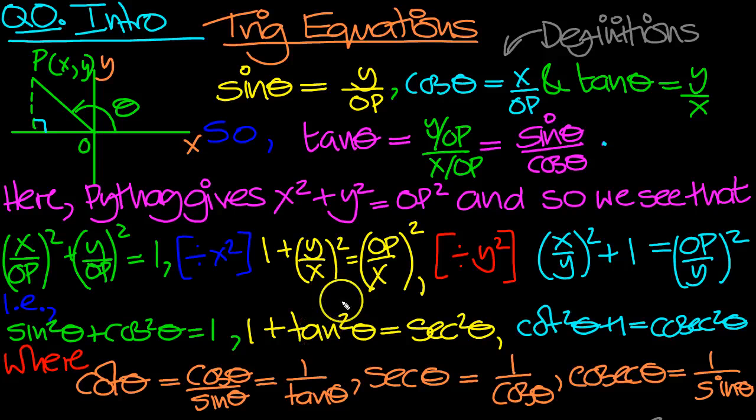1 plus tan, here it is here, squared equals OP over x. X over OP is cos. So 1 over cos is OP over x. So that's 1 over cos, which we write as sec. So it's sec squared. And then lastly, if we divide by y, we've got this equation here rather, x over y is 1 over this, which is 1 over tan, which we write as cot, plus 1 is OP over y, which is 1 over sine, isn't it? And we write that as cosec, so that's cosec squared. So cot squared plus 1 is cosec squared.